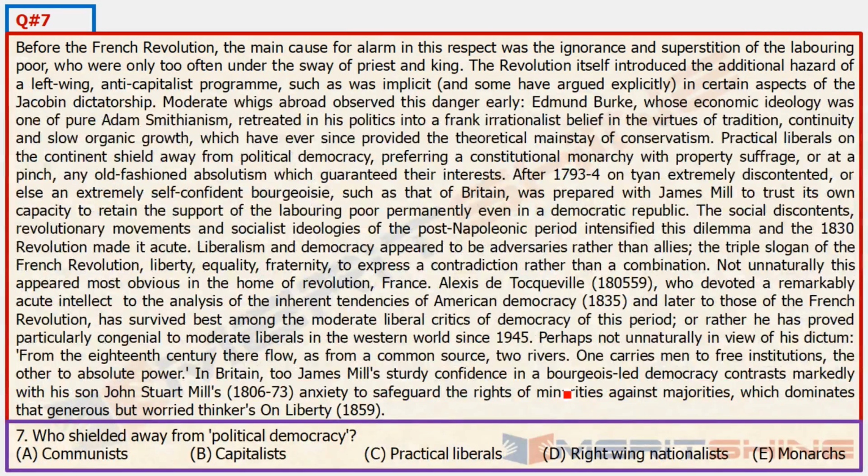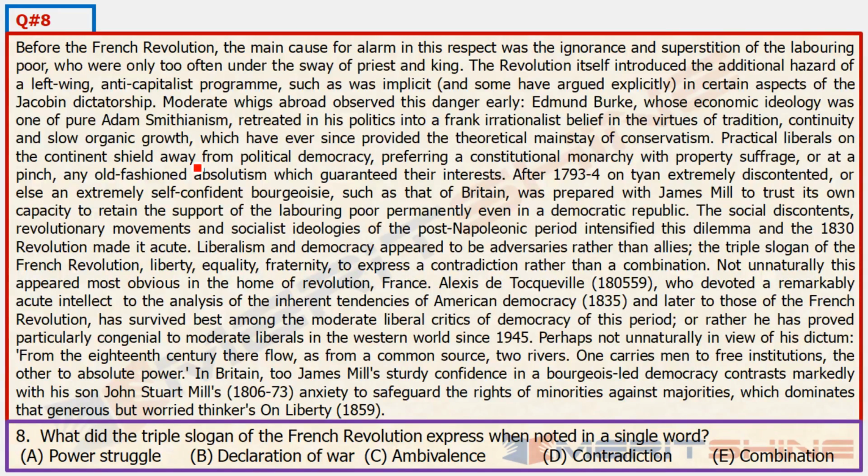Question number 7. Who shied away from political democracy? Now, where is political democracy? If you look at it, political democracy is in the 5th line. Now, if we look at the 5th and the 6th line, political democracy is here. So, who shied away? Practical liberals on the continent shied away from political democracy. So, who shied away from political democracy? The practical liberals, the option C, right? Okay. Question number 8.